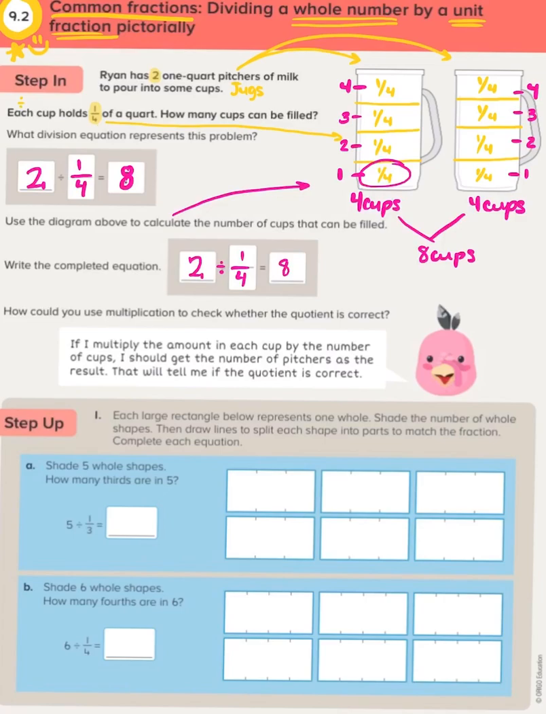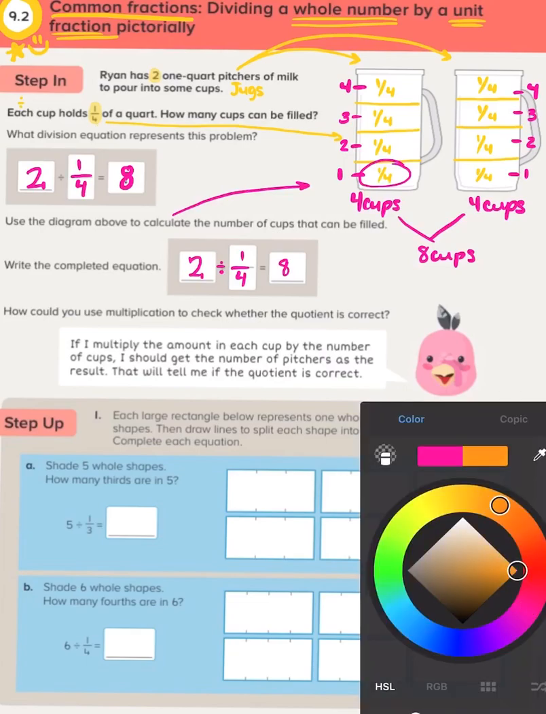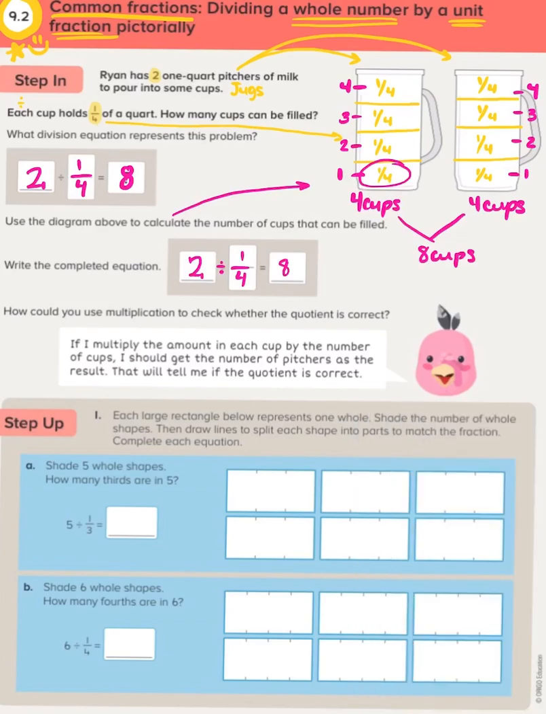Now it says, how could I check this using multiplication? So you always want to check your work. So let's look at this problem. I'll go with green. I'm going to check my answer in green. In order to check my answer, I'm going to do the opposite. So here I'm going to take my answer, 8. I'm going to multiply it by 1/4. And I'm going to see if I get 2.